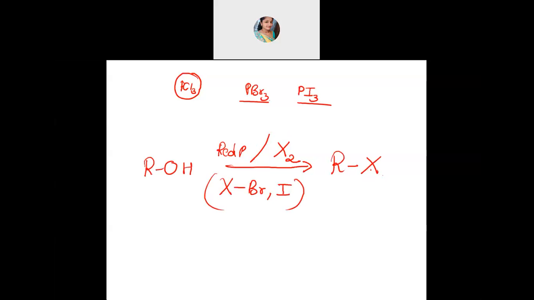Other compounds are also there, but they are not mentioned in your book, so you don't have to mention them. This much, if you write, is enough. If a question is given like this, you just write RX as the product. Okay, understood now what I said? So alcohol preparations are over. From alcohol, whatever alkyl halides we have prepared, that has been done. Now we'll proceed with the next one.